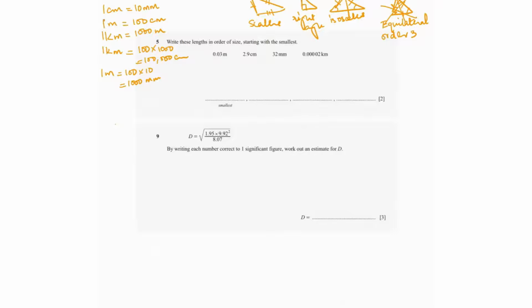So we are going to convert these into millimeters. So 1 meter is 1,000 millimeters. So we do 0.03 times 1,000. And like I mentioned before, if you're multiplying by 10, 100, or 1,000, you move the decimal towards the right side based on how many zeros are in the number. So 1,000 has 3 zeros, 1, 2, 3. So that's 30 millimeters.